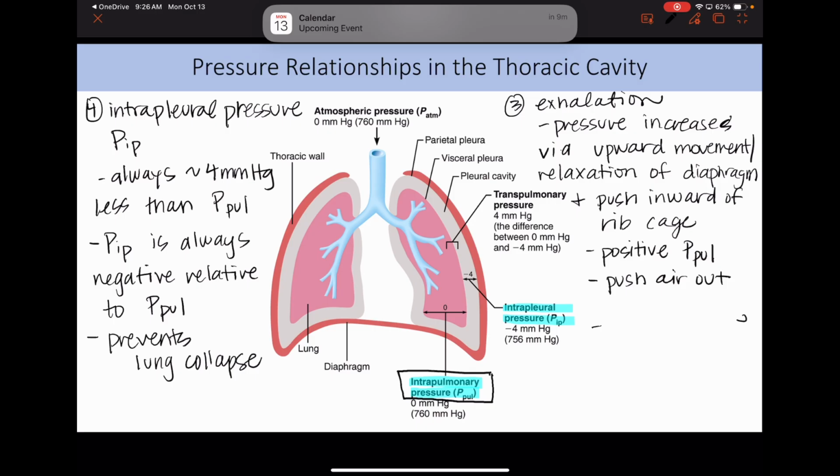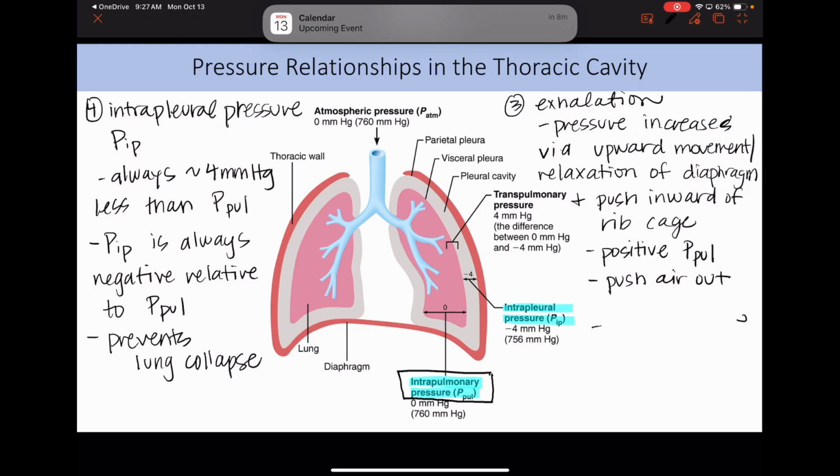So Catherine asked if it's always changing with the pressure in the lungs. It is. As the pressure inside the lungs gets lower, that PIP also gets lower, and it's always just going to be 4 less than what's inside the lungs at all times.